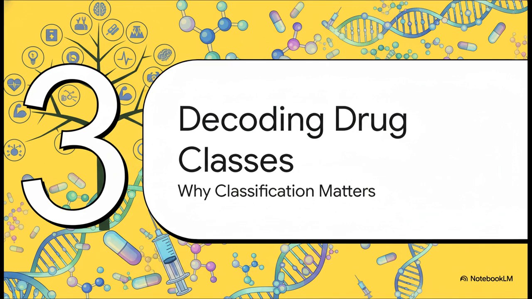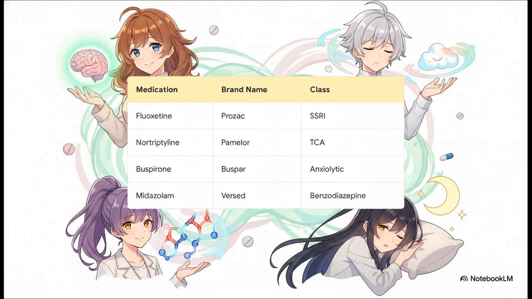Why does this whole classification system even matter so much? Well, because understanding these different drug classes is absolutely essential for treating really complex conditions. It's not about finding one single magic bullet for everyone. It's about having a whole toolbox of different keys that work in different ways for different people. And this right here is the perfect summary of our whole investigation. You can see it all laid out.